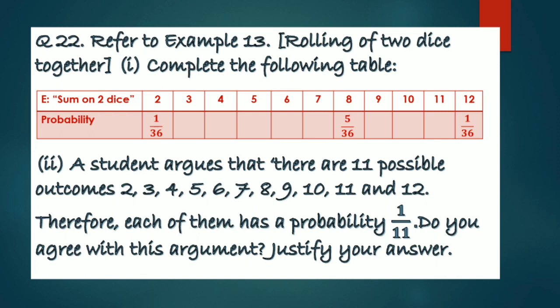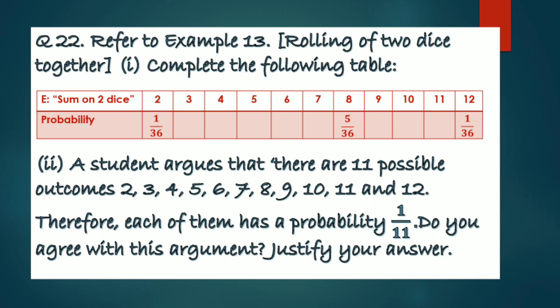Now the second part: a student argues that there are 11 possible outcomes, that is, sum as 2, 3, 4, 5, 6, 7, 8, 9, 10, 11 and 12. So he says there are 11 possible outcomes, and therefore each of them has a probability of 1 by 11. Do you agree with this argument? Justify your answer. First we will complete the table, then I'll explain the second part.